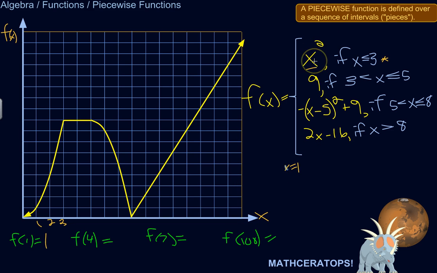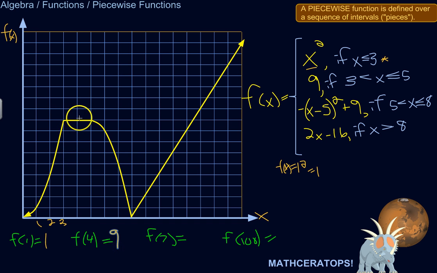Okay, well, now I know that this is the behavior that's happening at x equals 1. I plug in 1 into this expression. I say 1 squared equals 1. So the value of this piecewise function at x equals 1 is 1. F of 4, well, 4 is not less than or equal to 3, so a different rule is going to apply. So here's the rule. If 3 is less than x, which is less than or equal to 5, then the value of the function is 9. So f of 4 would be 9.